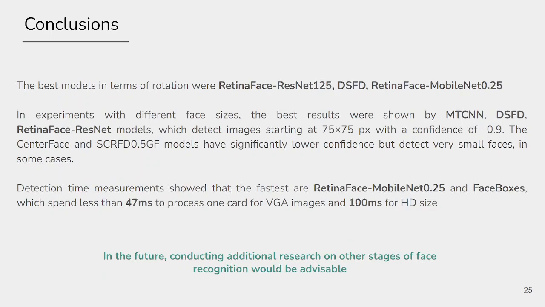The best models in terms of rotation were RetinaFace ResNet, DSFD, and RetinaFace MobileNet. For face sizes, the best results were shown by MTCNN, DSFD, and RetinaFace ResNet models. Detection time measurements show that the fastest are RetinaFace MobileNet and FaceBoxes. In the future, conducting additional research on other stages of face recognition would be advisable.